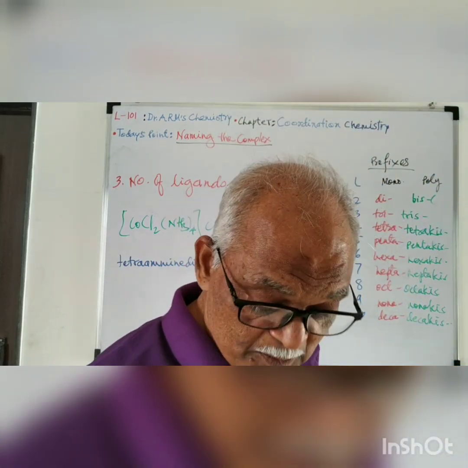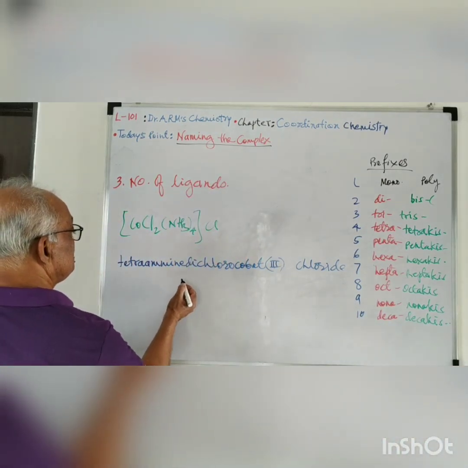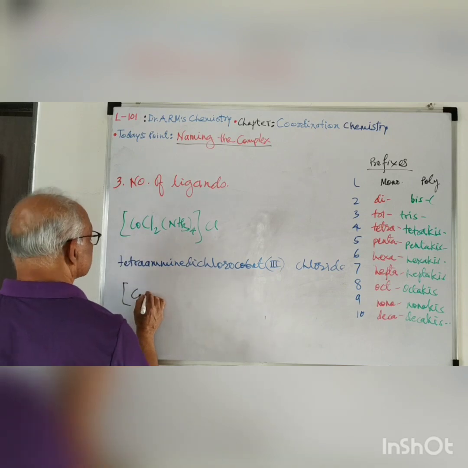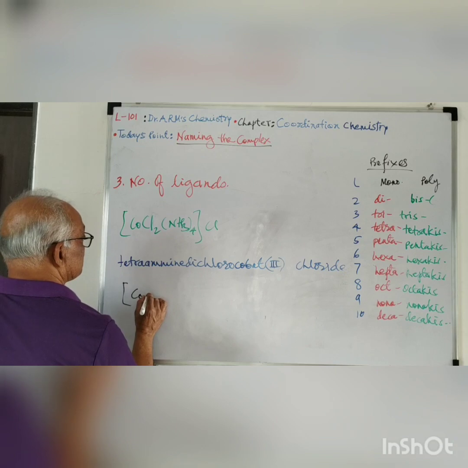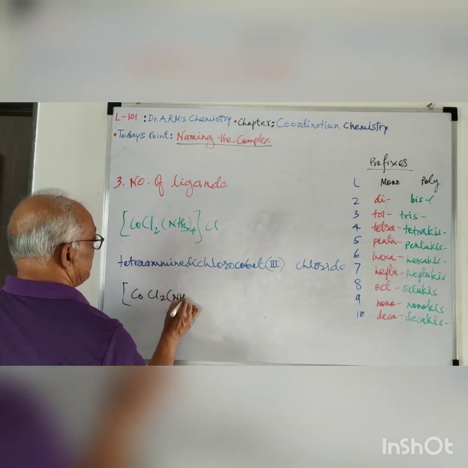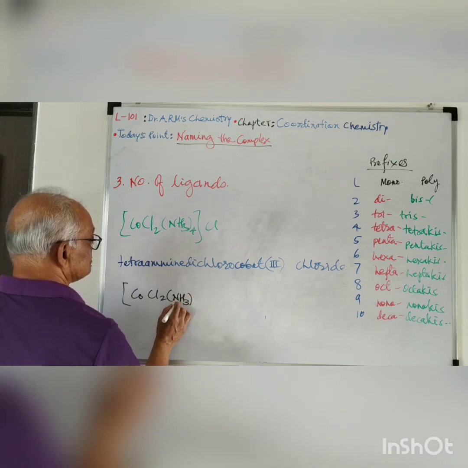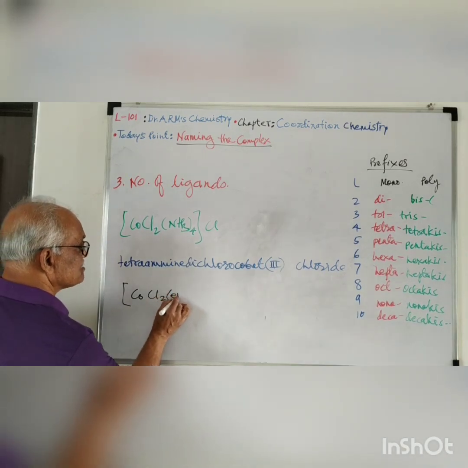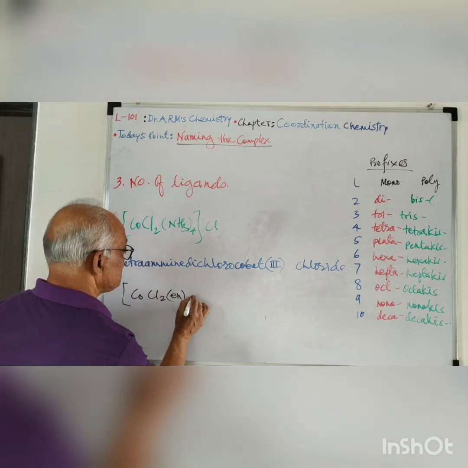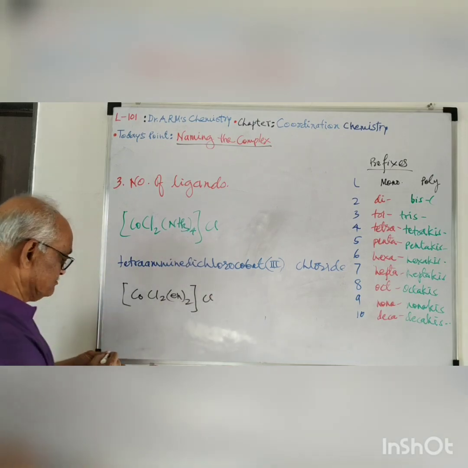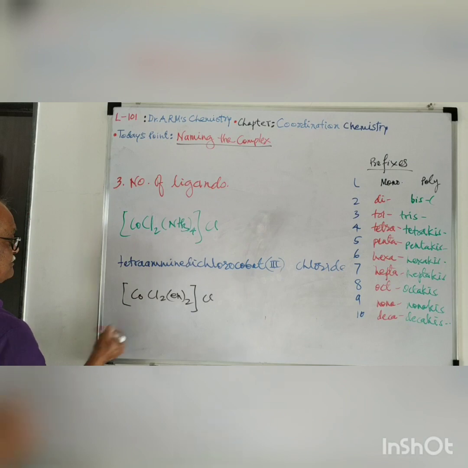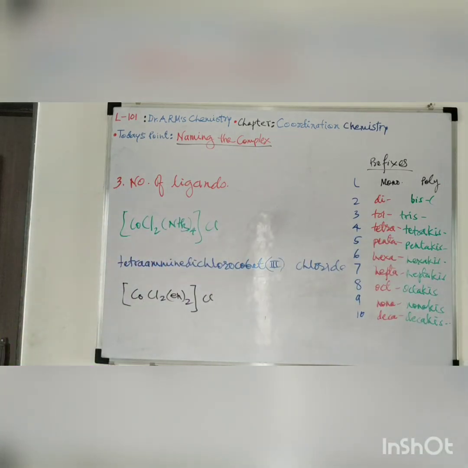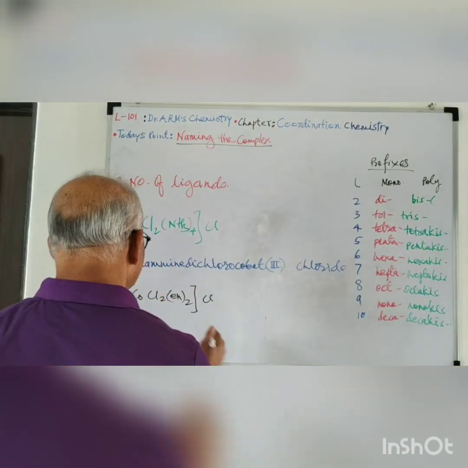such as di, tri, etc. For example, ethylene diamine, as we can show in another example. Say it is CoCl2(NH3)... the short form for ethylene diamine is used as en, so it is (en)2 and Cl. Then we can derive the name like this.